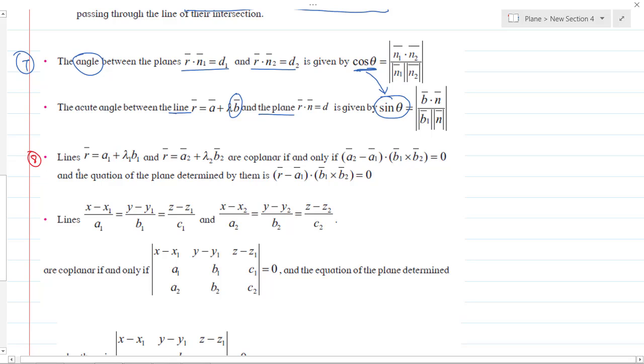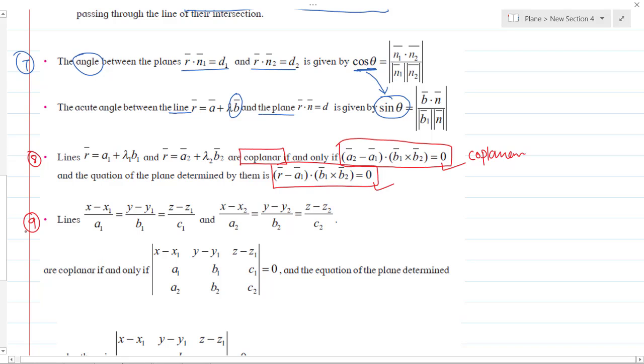So next we have the 8th one. दो 8th one क्या बोल रहा है? If r bar is equals to this and r bar is equals to this, these are the two planes, and if the planes are coplanar, then we have this condition. If this is true, then only I say the two given planes are coplanar. Otherwise I cannot say these are coplanar planes. And the equation of a plane is given by r bar minus a bar dot b1 bar cross b2 bar. ये तो हो गया भाई plane का. If the planes are coplanar, then this is the condition and this is the equation of the plane.